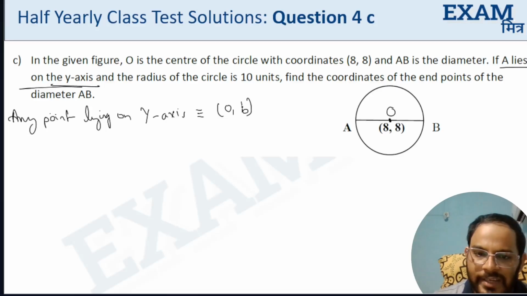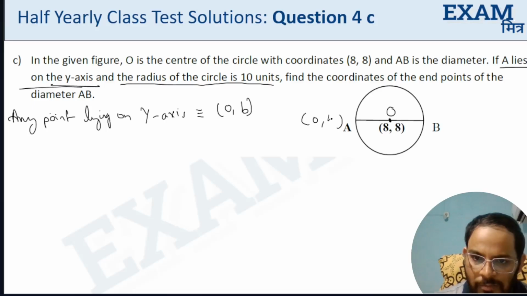So the coordinate of A is (0, b). Again, it is saying that the radius of the circle is 10 units. That means we can say that the distance OA is 10 units. So if I write A as (0, b), I can use the distance formula to find the value of b. So according to the question, AO, that is the radius, is 10 units.